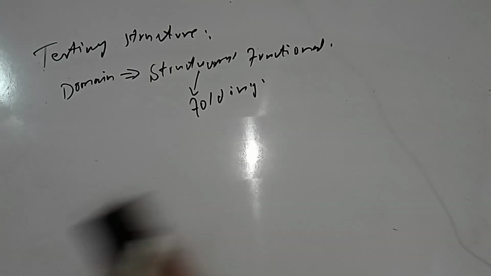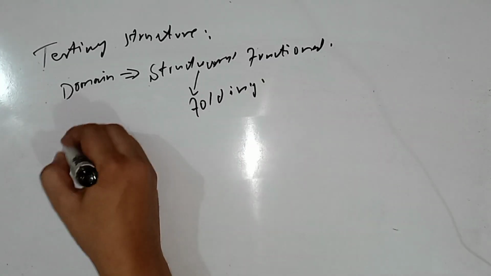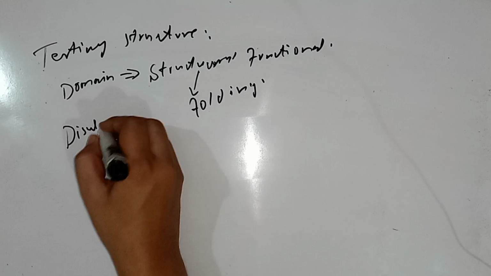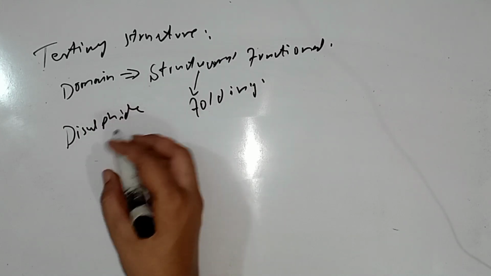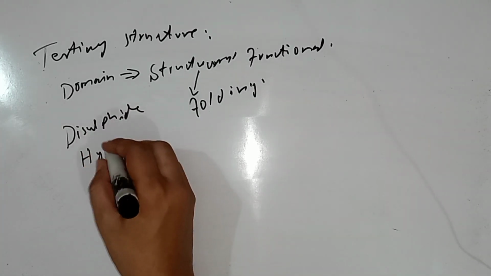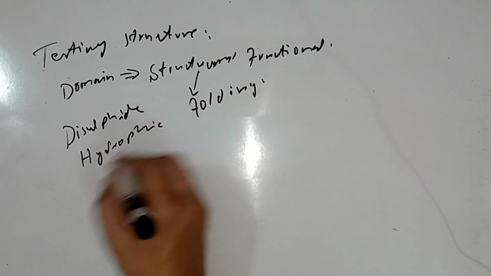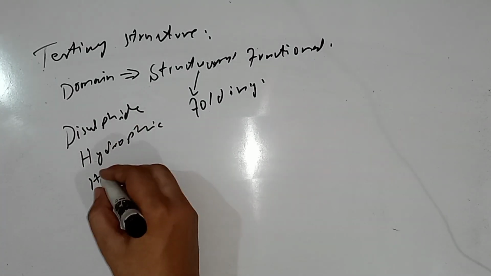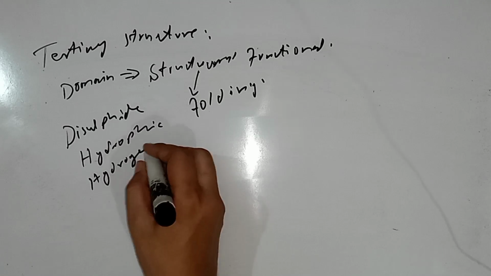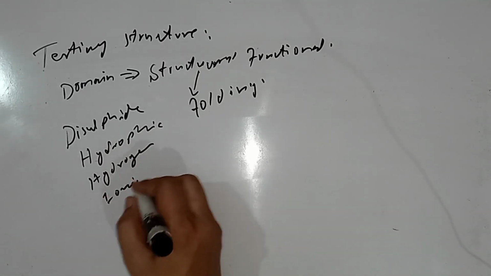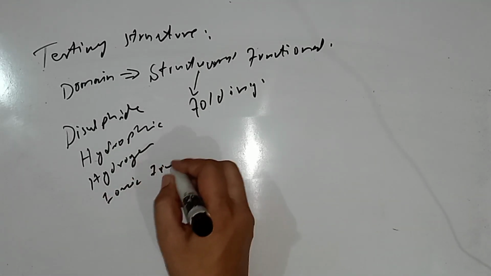This tertiary structure of protein is stabilized by disulfide bonds. It is stabilized by hydrophobic interactions and hydrogen bonds, and it is stabilized by ionic interactions. So what is a disulfide bond?